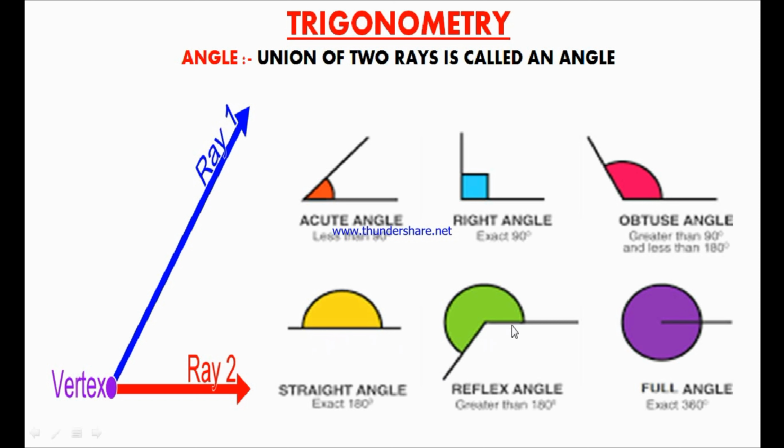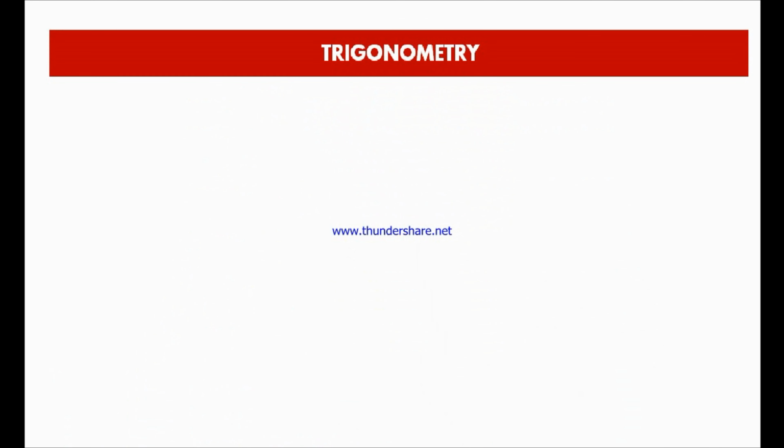And if the angle is more than 180 degrees but less than 360 degrees, then this is called a reflex angle. Now if the angle is 360 degrees, then it is called a full angle or complete angle. These are the different types of angles.